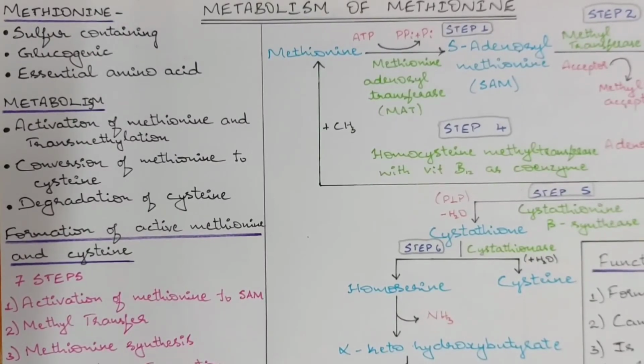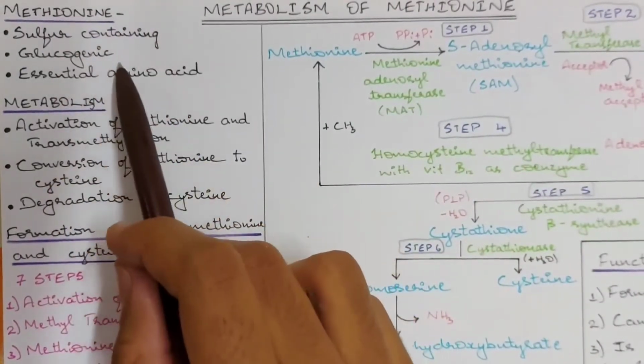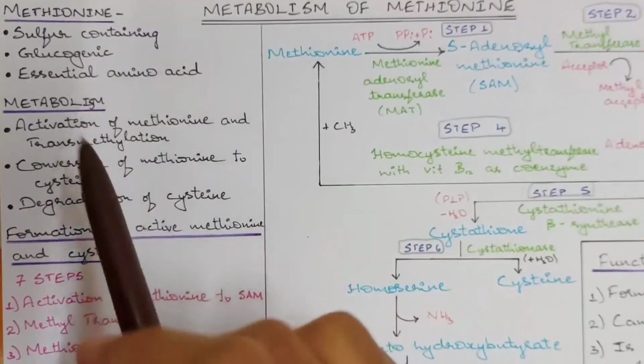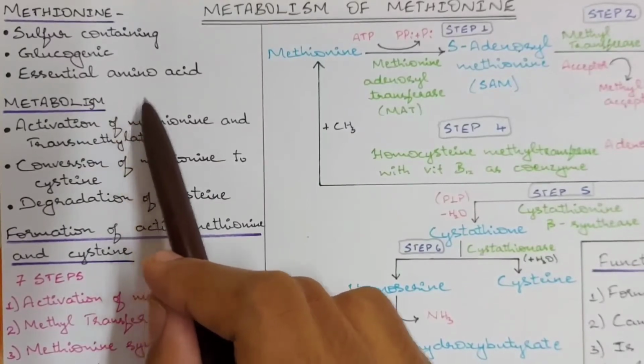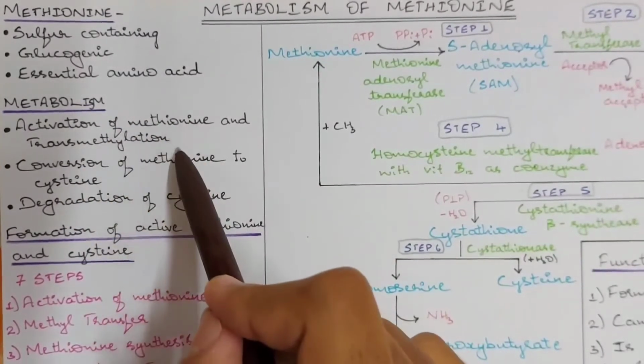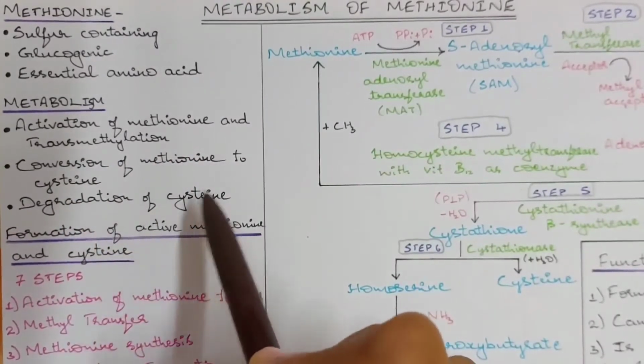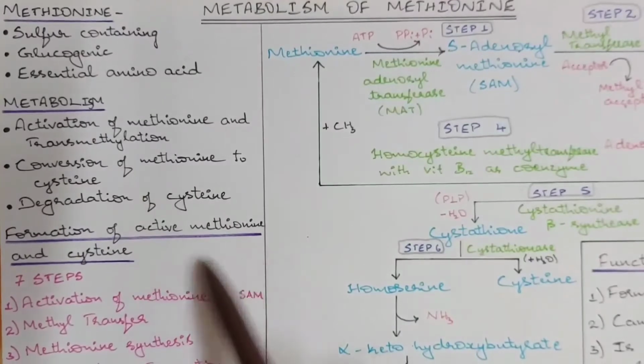Today we shall learn about metabolism of methionine. Methionine is a sulfur-containing glucogenic and an essential amino acid. Metabolism of methionine is studied under the following three headings: activation of methionine and transmethylation reaction, conversion of methionine to cysteine, and the degradation of cysteine. Formation of active methionine and cysteine.